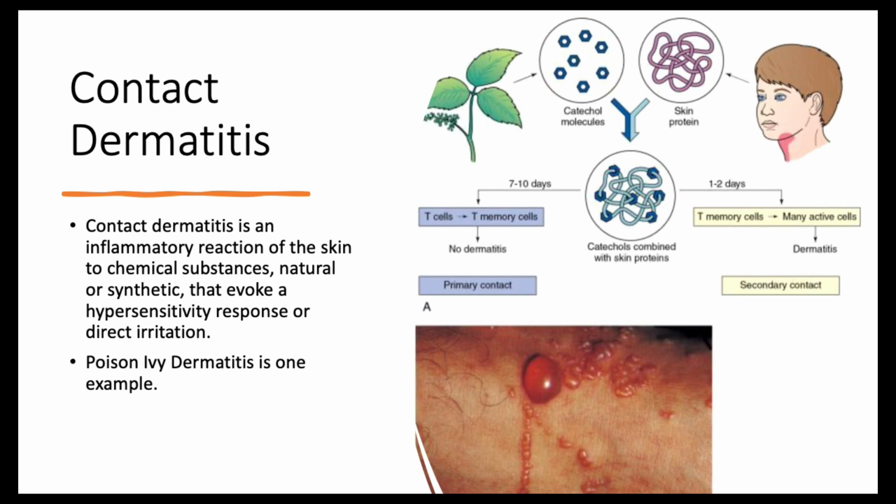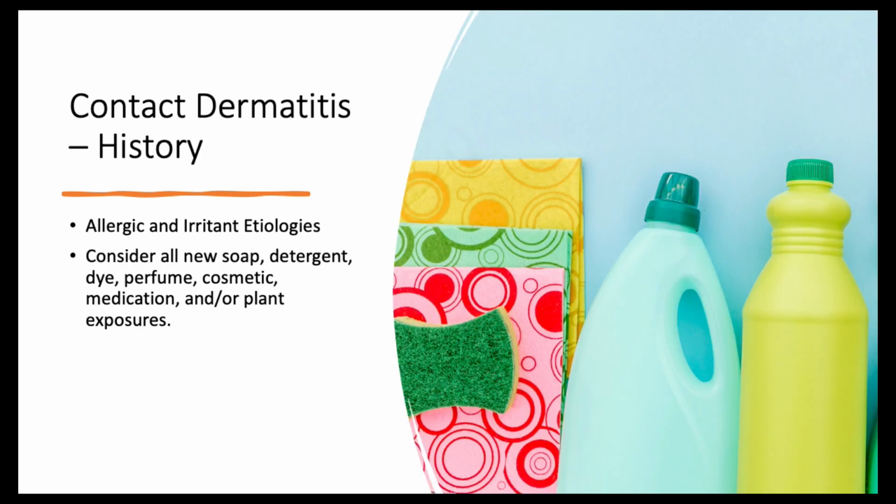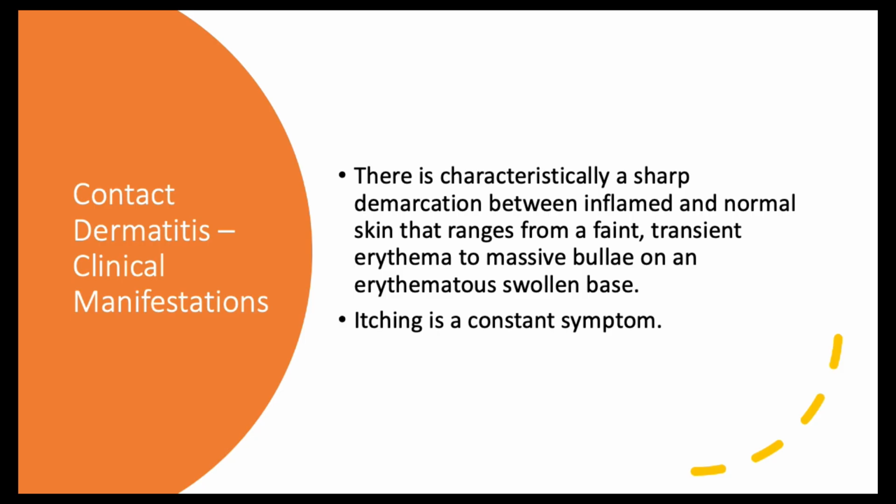Contact dermatitis is an inflammatory or hypersensitivity reaction when your skin comes into contact with something that you either are allergic or irritated by. Poison ivy is a good example. However, there are many allergens and irritants, including soaps, detergents, dyes, perfumes, cosmetics, medications, or even plants. Contact dermatitis is characteristically a very itchy rash that has a sharp demarcation, and you can see where the skin came into contact with the substance.